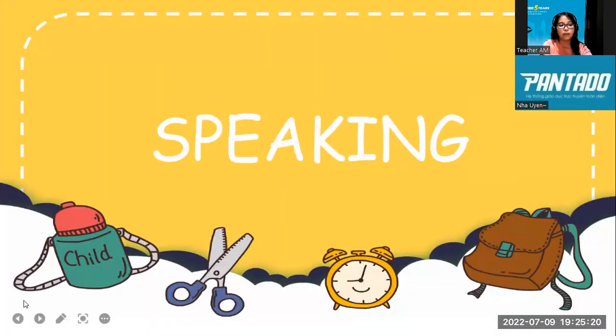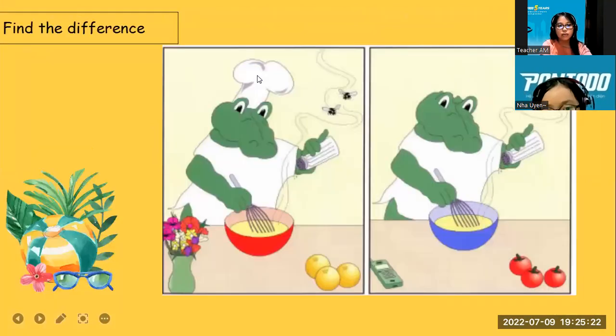So let's proceed now with our speaking. So here, Uyen, I want you to find the differences in the pictures. This is picture number one and picture number two.